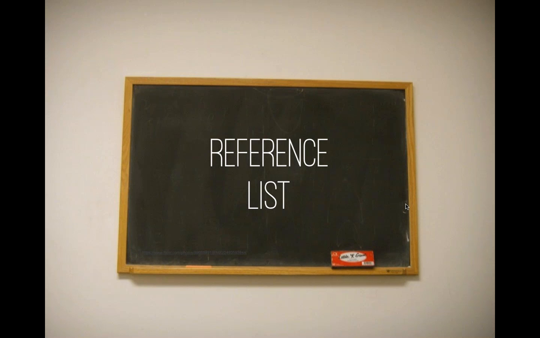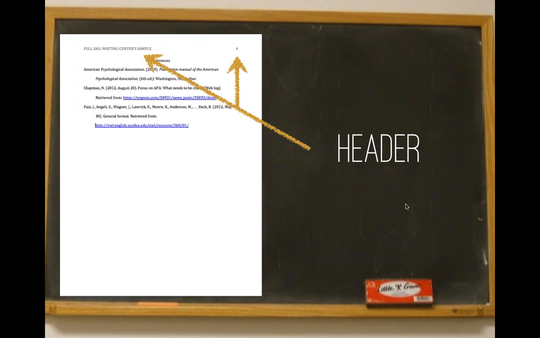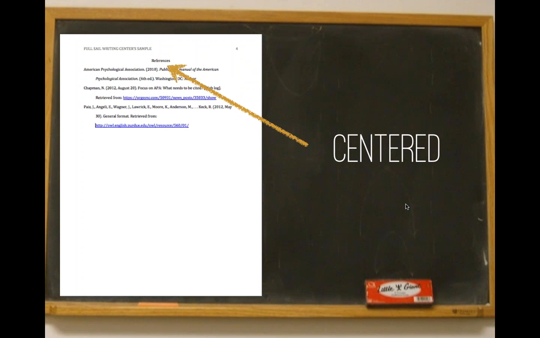We'll start by looking at formatting requirements. Every page in your APA style paper needs a header. So the header should look like the rest of the headers in the paper with the exception of the title page header. So the title of your paper in all caps, flush left, and the page number flush right. References should be centered at the top of the page. It should not be in bold, italics, or underlined.